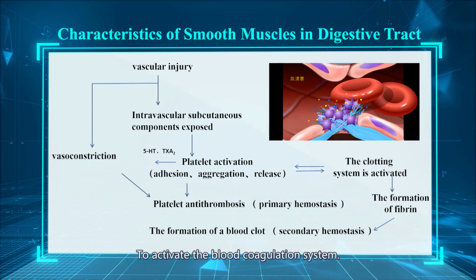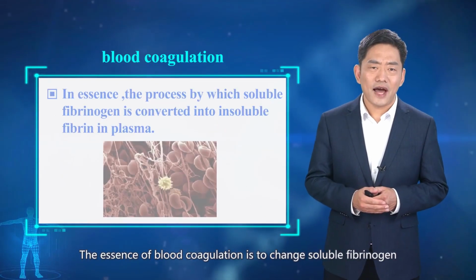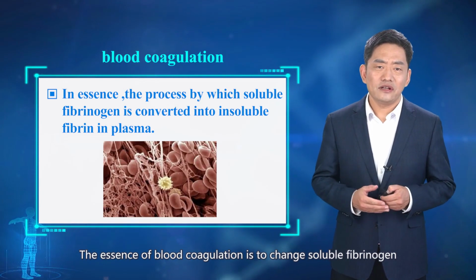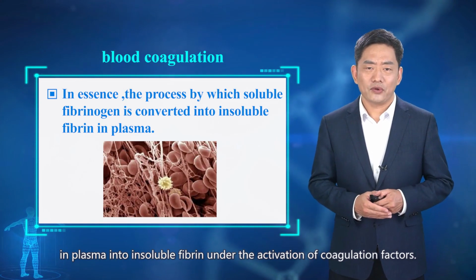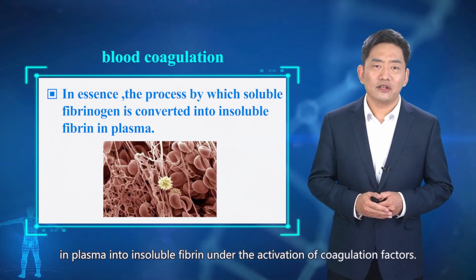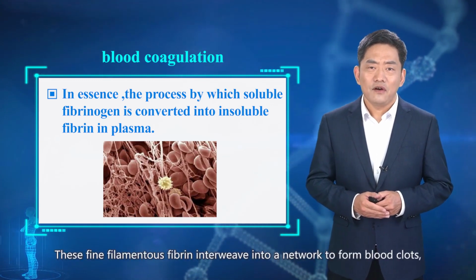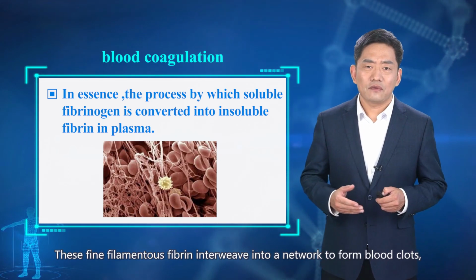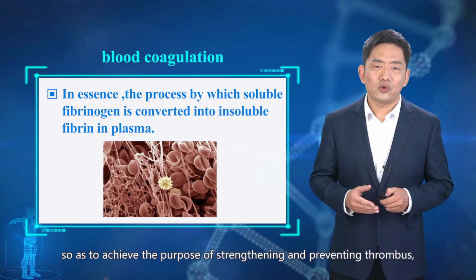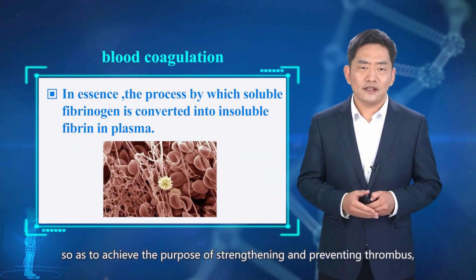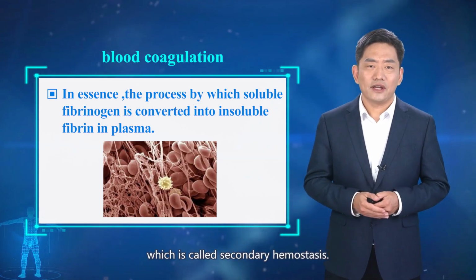To do this, the blood coagulation system is activated. The essence of blood coagulation is to change soluble fibrinogen in plasma into insoluble fibrin, through the activation of coagulation factors. These fine filamentous fibrin strands interweave into a network to form a blood clot, so as to achieve the purpose of strengthening and stabilizing the thrombus, which is called secondary hemostasis.